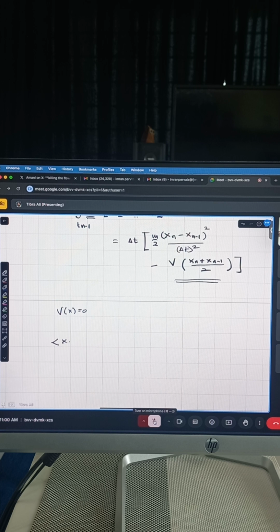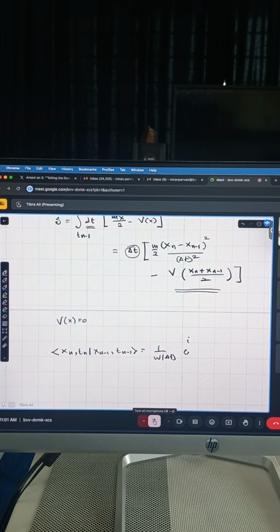we have xn, tn, xn minus 1, tn minus 1, one, the normalization factor, and here we ignore the V term. So here we've got a factor of delta t, here we've got a factor of delta t squared, so we can write this as i times m, xn minus 1 squared, divided by the 2 coming from here, a half coming from here, and then h bar delta t. Okay, so this is basically what it's going to be.